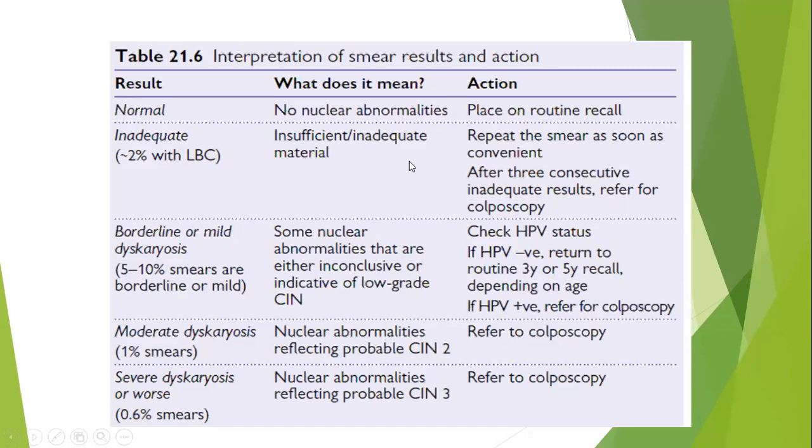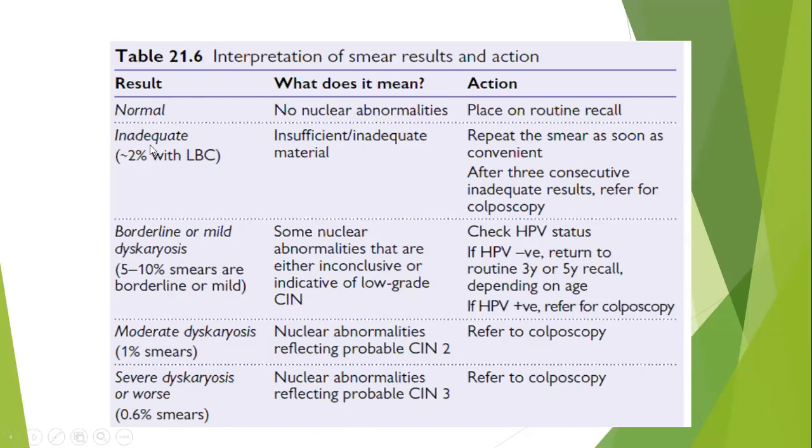All right. If the result says that it is borderline or mild dyskaryosis, you will check for HPV status. If the HPV status is negative, you will return to 3-year follow-up or 5-year follow-up, depending on the age. If the HPV is positive, then you will refer the patient for colposcopy for further management. So for the borderline or mild dyskaryosis, you check for HPV. If the HPV is positive, then you refer for colposcopy.